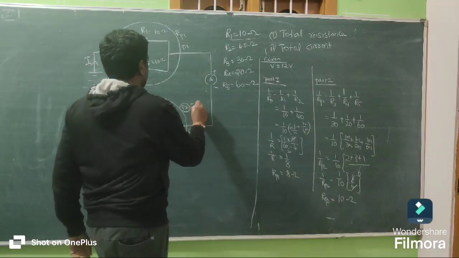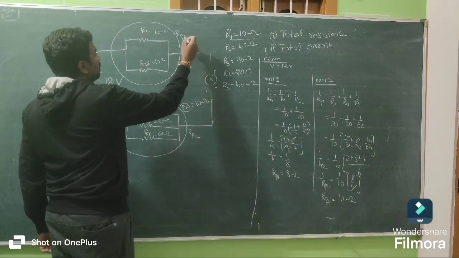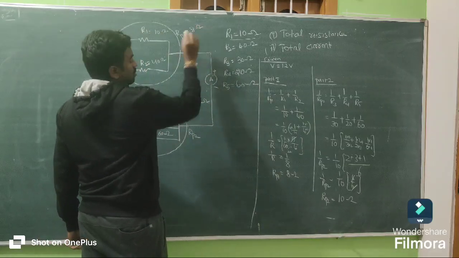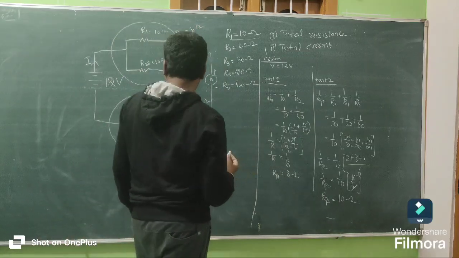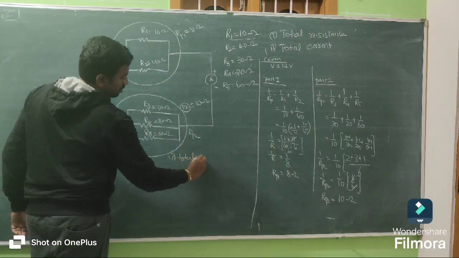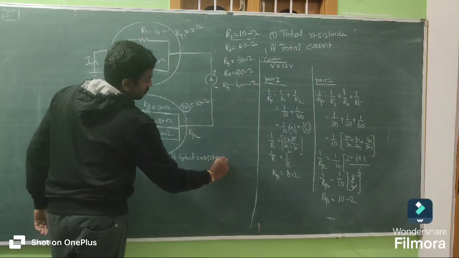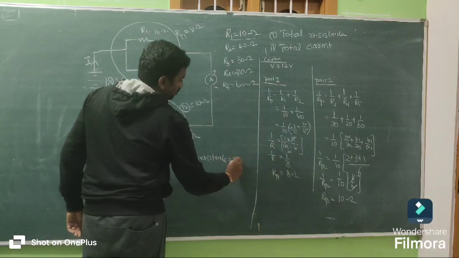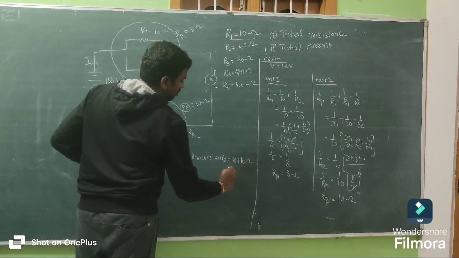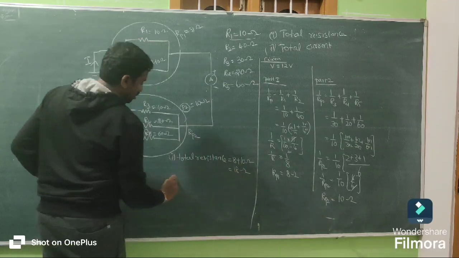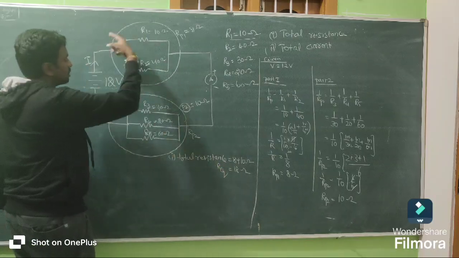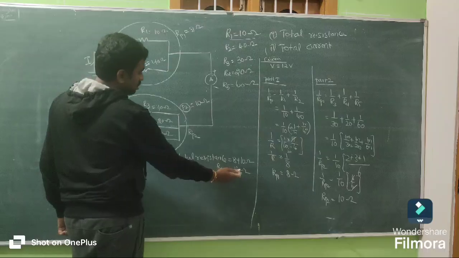Here total resistance is 10 ohm. Here total resistance is 8 ohm. So total resistance is equal to first part total resistance 8 ohm plus second part 10 ohm, so 18 ohm. Now R equivalent in this total circuit, total resistance, is 18 ohm.